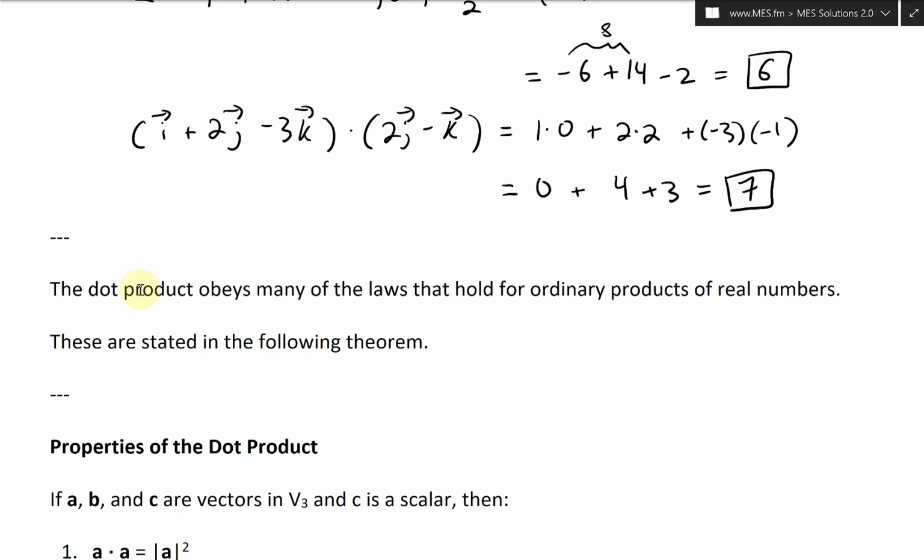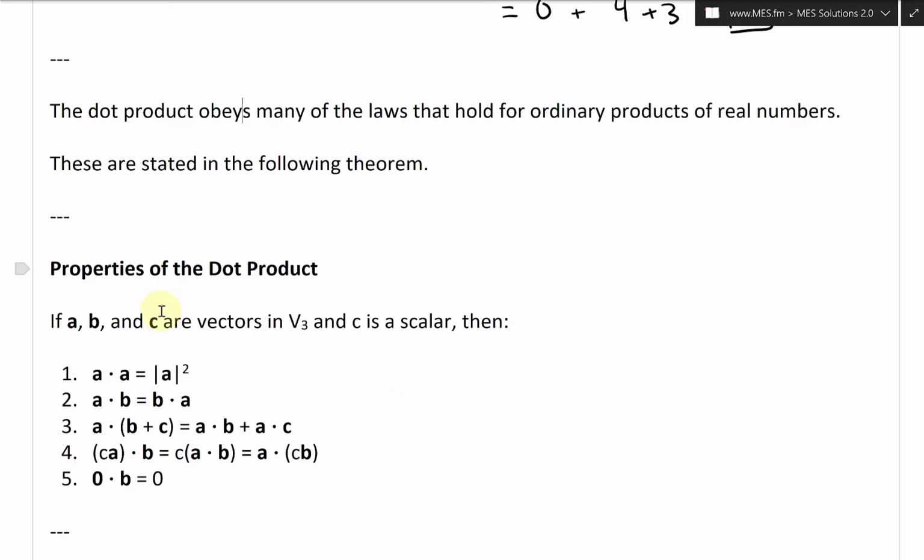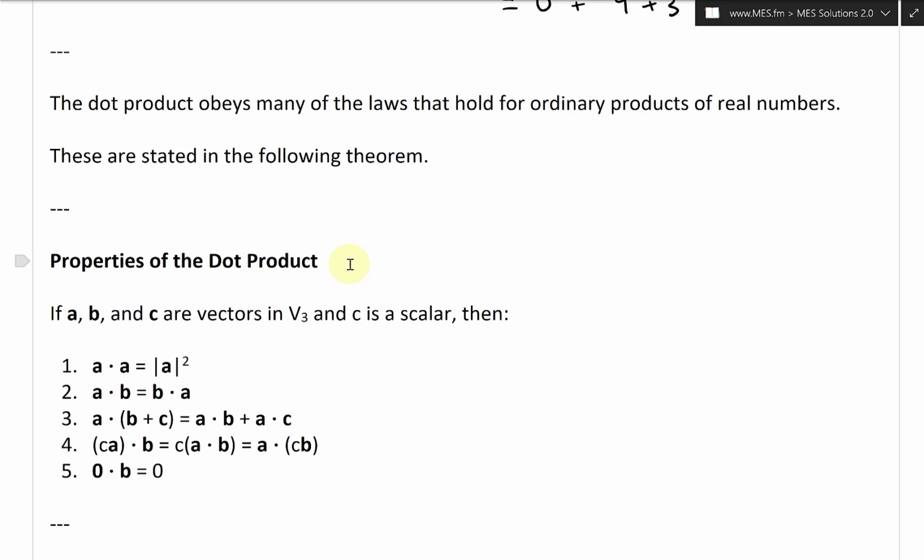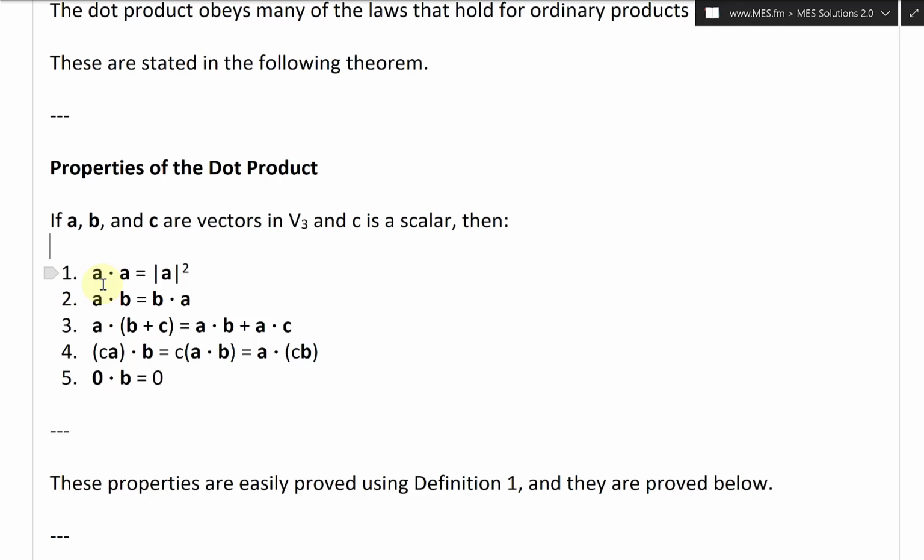All right, so now let's continue further and look at some properties of the dot product. The dot product obeys many of the laws that hold for ordinary products of real numbers. These are stated in the following theorem. So, properties of the dot product. If A, B, and C are vectors in V3, the set of all three-dimensional vectors, and c is a scalar, then you'll have these 5 properties.